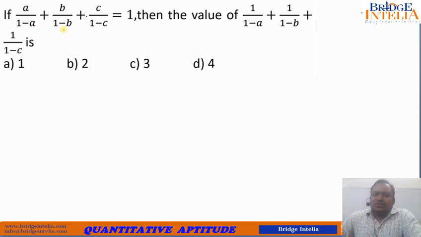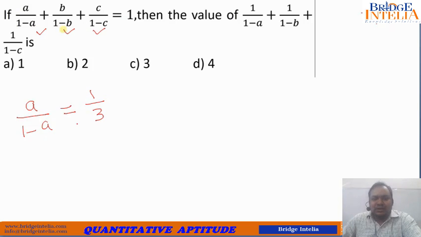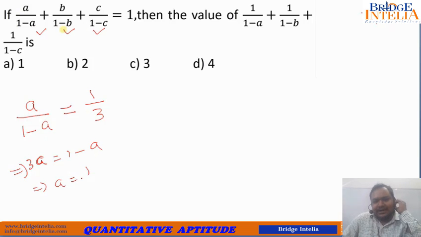You have been given a symmetrical expression and you are asked to calculate another symmetrical expression. So what to do? In this case, I will assume all these three terms, first term, second term, third term, to be equal. If all these three terms are equal, that means the 1 has to be divided equally. So it would actually mean that a by 1 minus a is given to us as equal to 1 by 3. From here you can see that 3a is equal to 1 minus a. From here you can calculate that a is equal to 1 by 4.